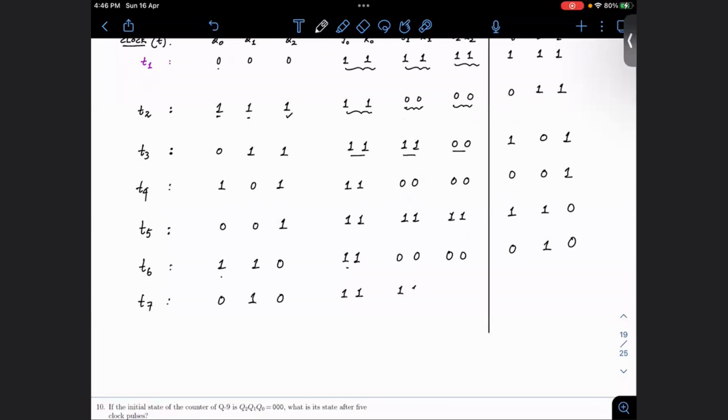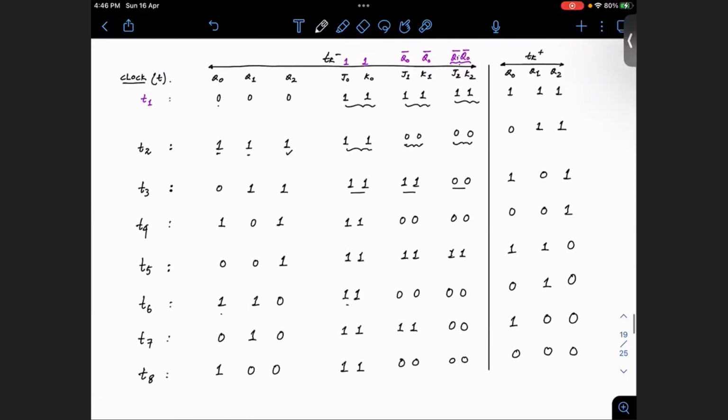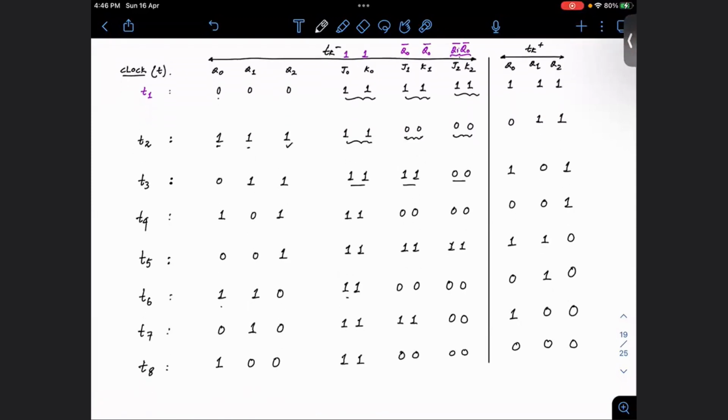Fine. So now similarly, we can write that this will be the case. It will be 1. It will be toggling, so it will be 0. It will be remaining the same, so it will be 0, 0, 1. Fine. Now let us see T8. So we have 1, 0, 0. So 1, 1, it is 0, 0, 0, 0. So the first bit will toggle, then it will be the same. Fine. So now see, after 8 cycles, we have come back to the first bit, right?